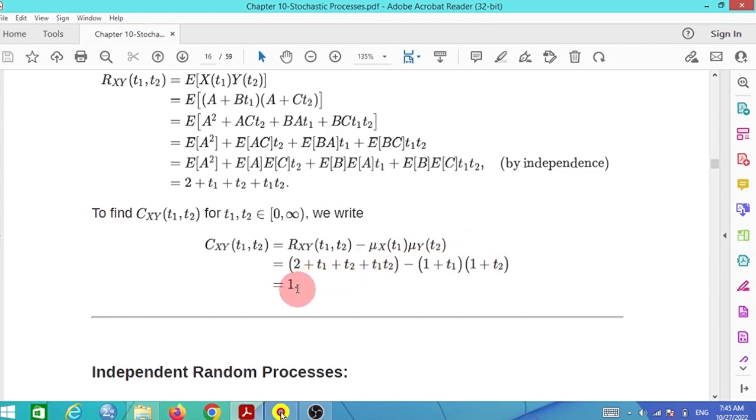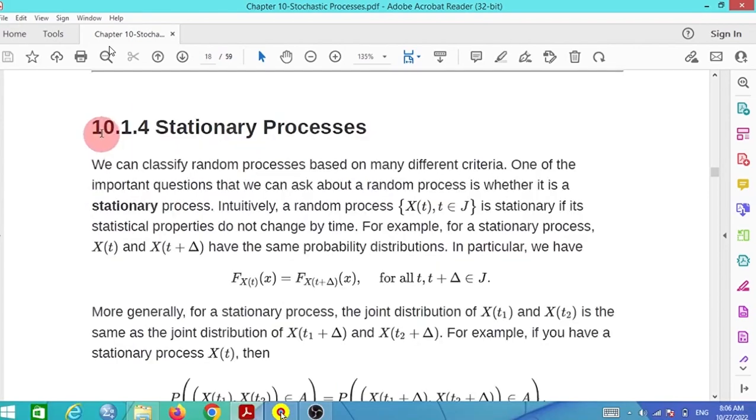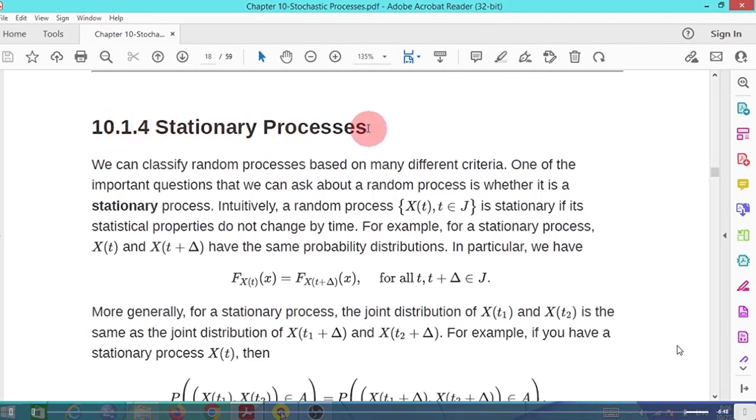Take a break and come back. Subsection 10.1.4, with the name stationary process.